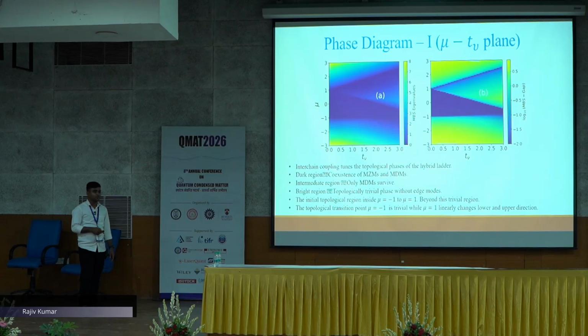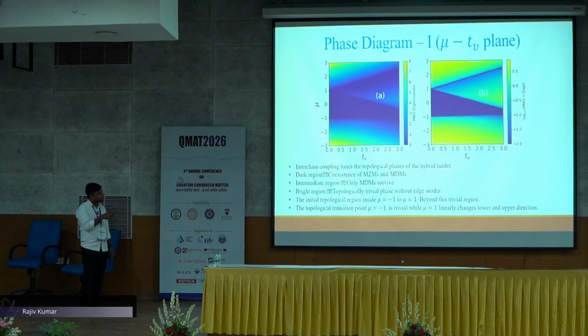And third is a plot of the phase diagram corresponding to chemical potential and interladder coupling strength. We vary the interladder coupling strength from 0 to 3. The first plot shows only the Majorana zero mode, the massive Dirac mode, with some finite energy states. Second is the logarithmic plot, and in it we can clearly visualize that the transition point mu equals -1 does not change if we increase the interchain coupling strength, but mu equals 1 increases linearly.